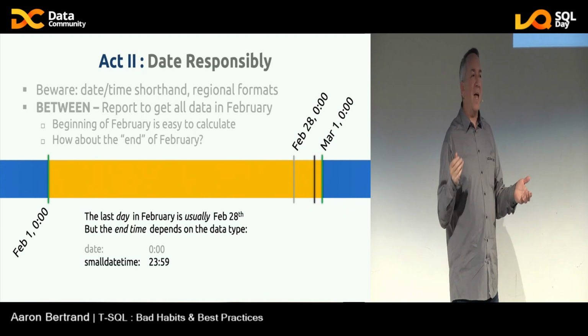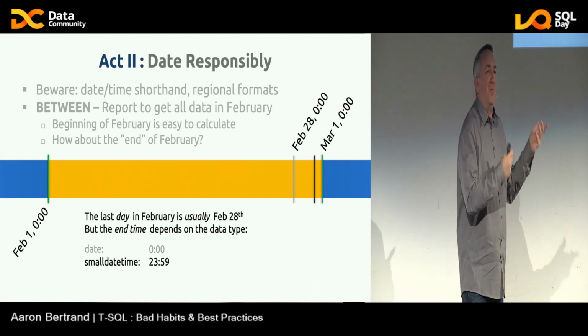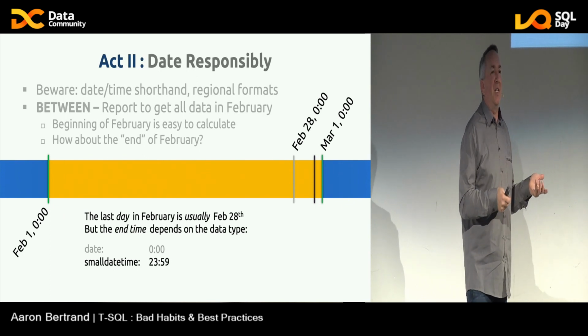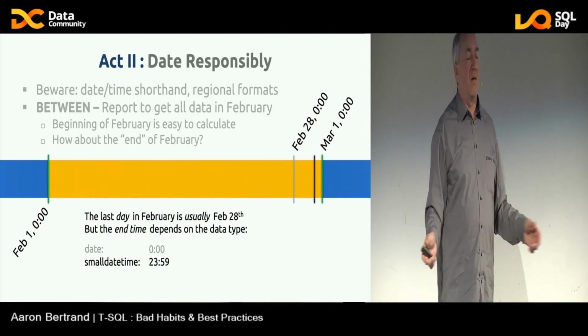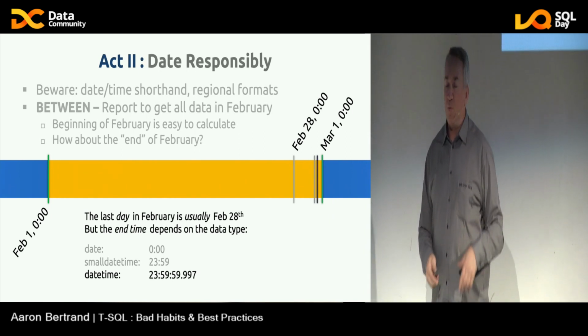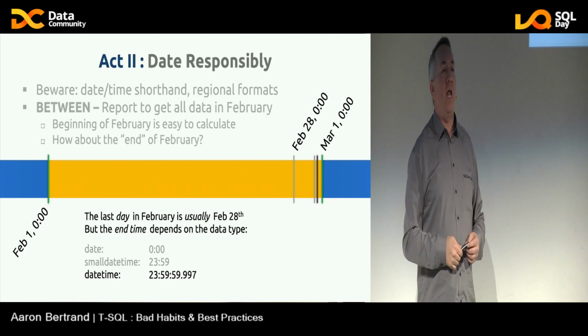Which you think, that's okay. I can lose a minute, right? How much happens in that minute? But do we want our reports to be accurate or not? Right? It gets more fun. Datetime becomes 23:59:59.997.